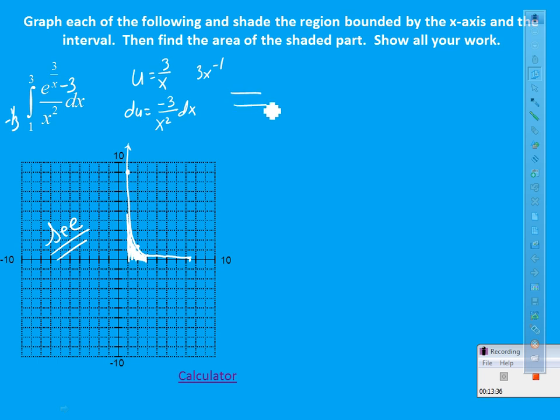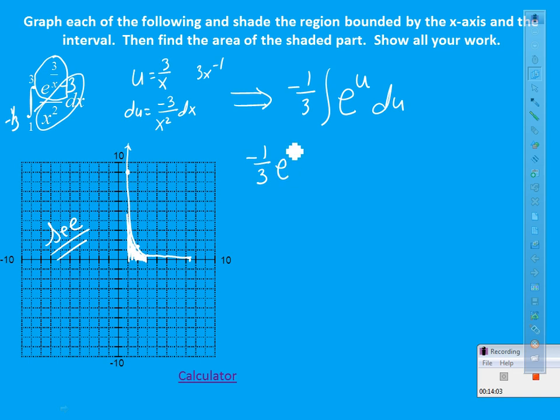So here's what I got for a second. I've got negative 1/3 antiderivative of, let me just sub in, I've got e to the u, that takes care of this part, and the du takes care of that part, the negative 3 over x squared. And we remember that the antiderivative of e to the u is itself. So here's what I've got. I've got negative 1/3 e to the 3 over x, and I need to evaluate that from, so a bar, a straight line, I need to evaluate that from 1 to 3.